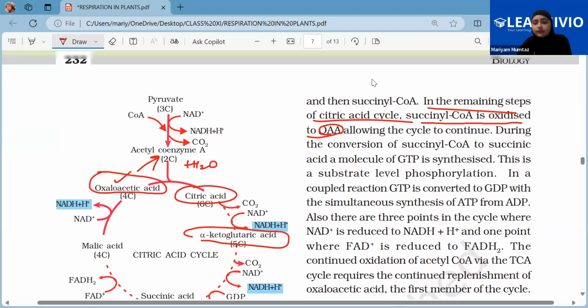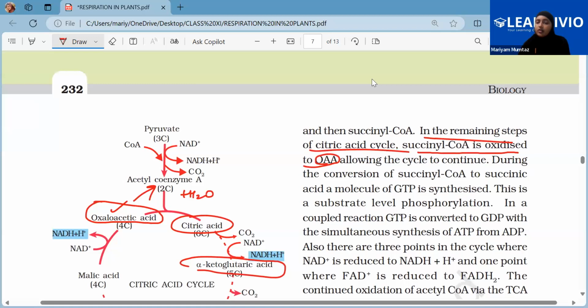Now, during the conversion of succinyl coenzyme A to succinic acid, a molecule of GTP is synthesized. GTP is just like ATP, only just like how ATP has adenosine, GTP has guanosine.